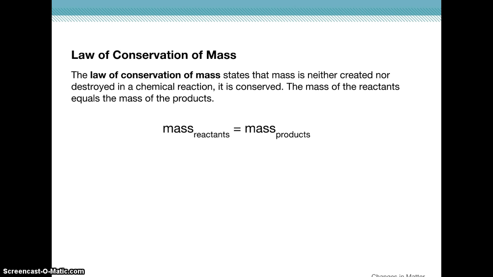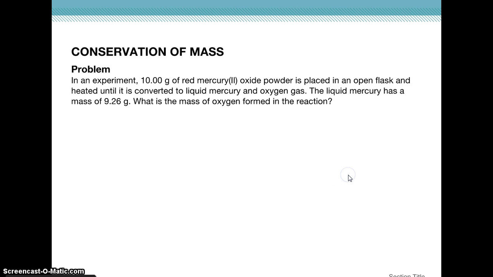And the same is true for physical changes as well. So the mass of the reactants is equal to the mass of the products. The mass before the change is equal to the mass after the change.